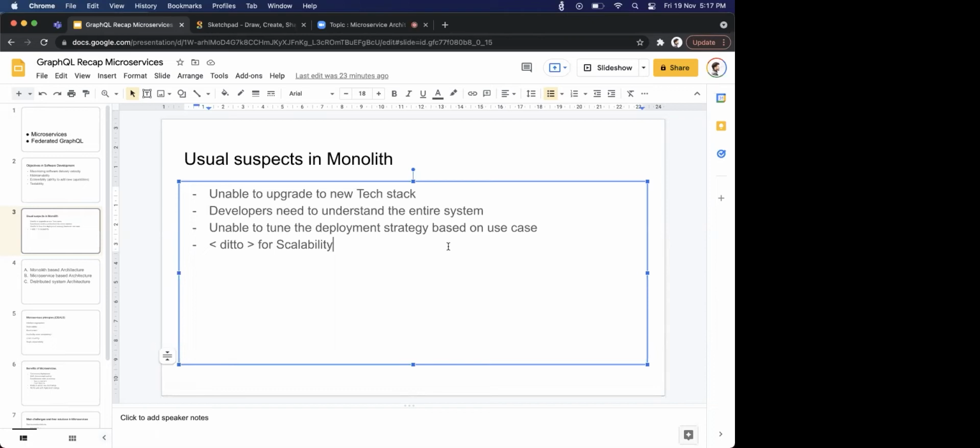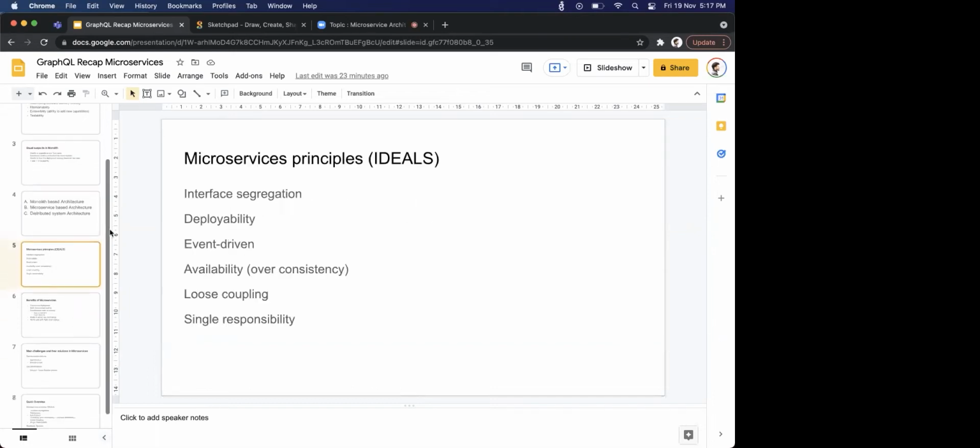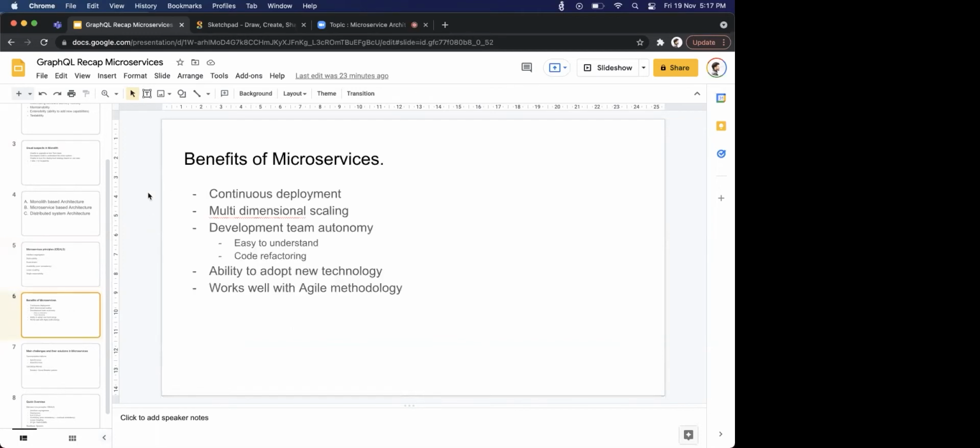And the other thing is scalability. Scalability is another problem in monolith, and I'll discuss it along with the microservice architecture point of view. Okay. So this is about how to design a microservice based architecture. Before that, I'll mention a few benefits of microservice architecture.